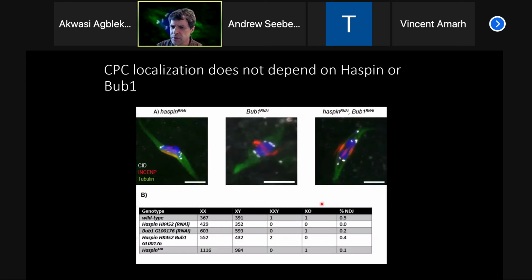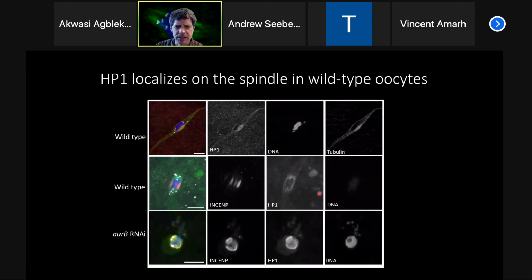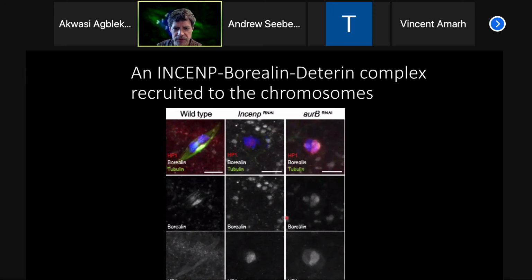But we thought HP1 was. And furthermore, as I already mentioned, INCENP, or the CPC, co-localizes with HP1 in the absence of the kinase activity. That depends on INCENP, and it also depends on the other subunits. And HP1 itself localizes to the chromosomes in the absence of the kinase.